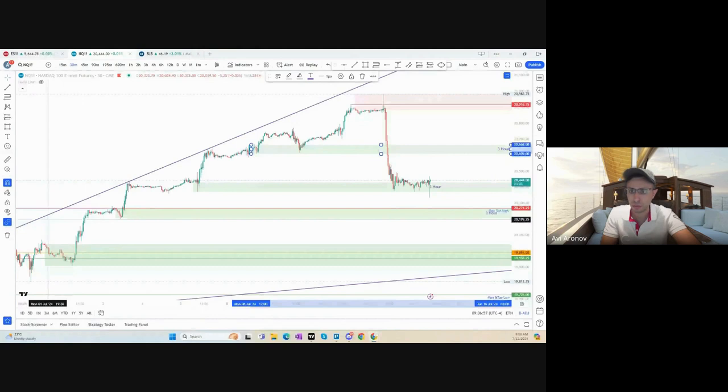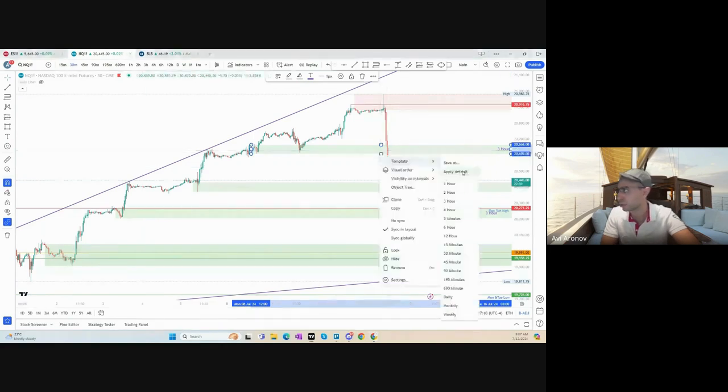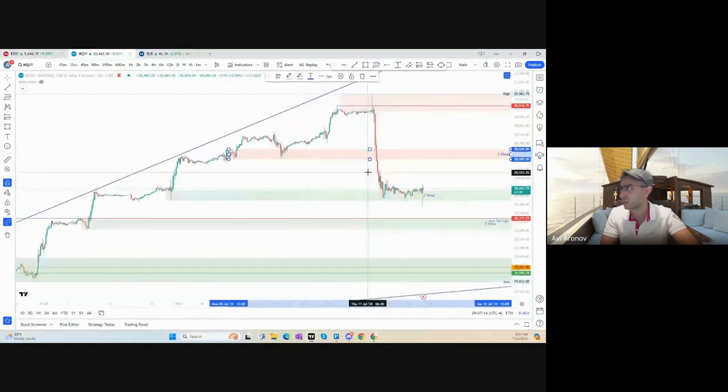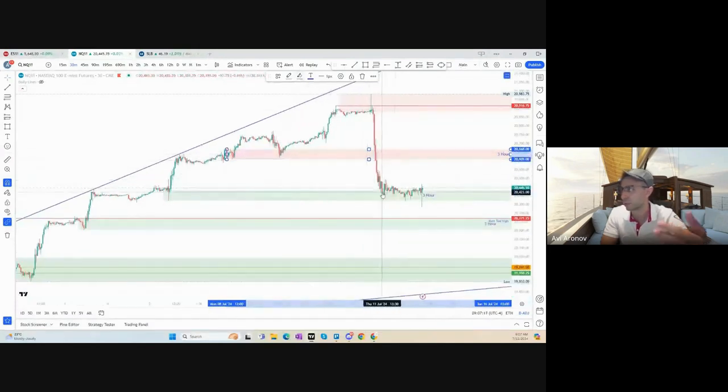Once it gets to this area, I would be looking to go long. Whether it's to this zone or to this zone, we will see once we get there. What we should do right now also is change the color to red, because we want to make sure that we understand that the goal is to short there.